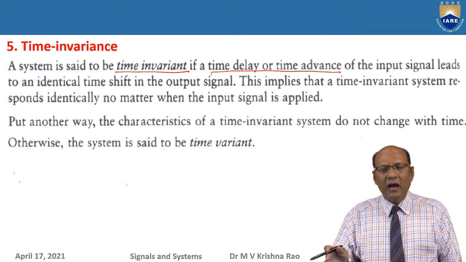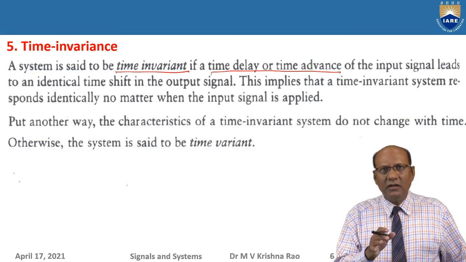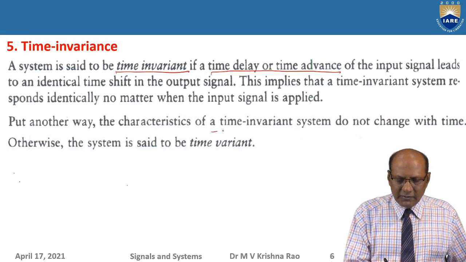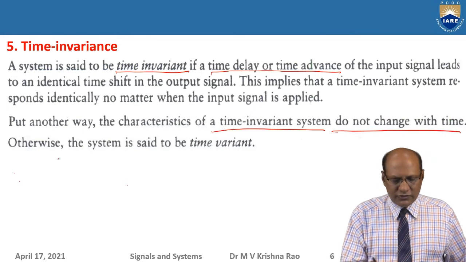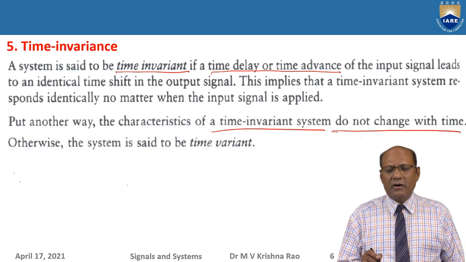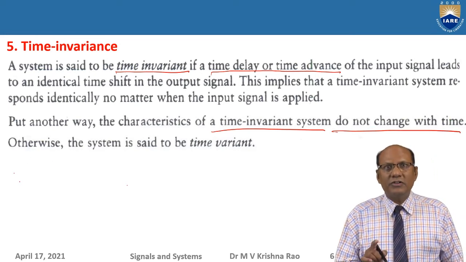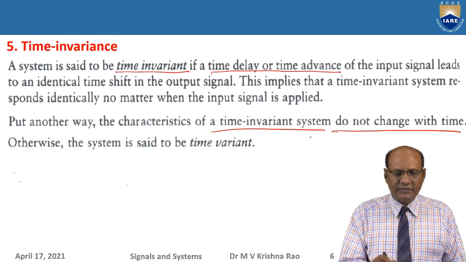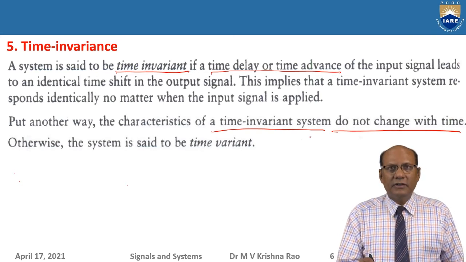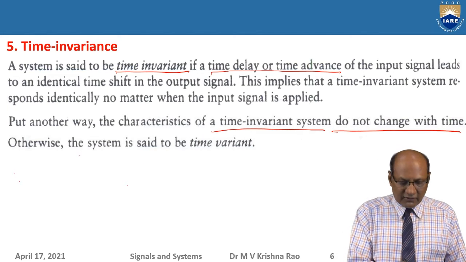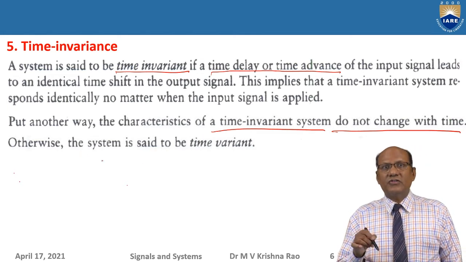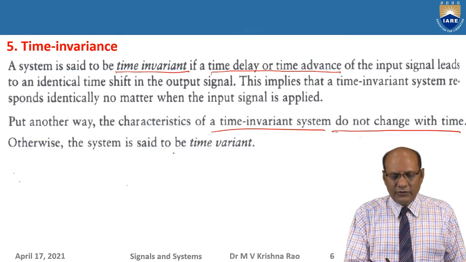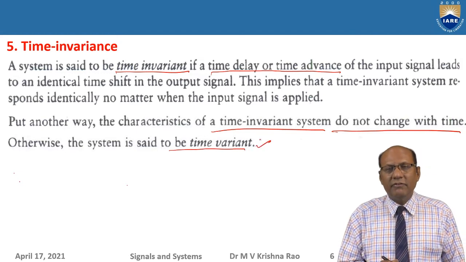It may be a delay or it may be an advancement. Both are called time shifts. So a time invariant system does not change with time. That means the characteristics of a system should not change with time. Then in that case, you call it a time invariant system. Otherwise, if the system characteristics change dynamically with time, you can say that it is a time variant system.